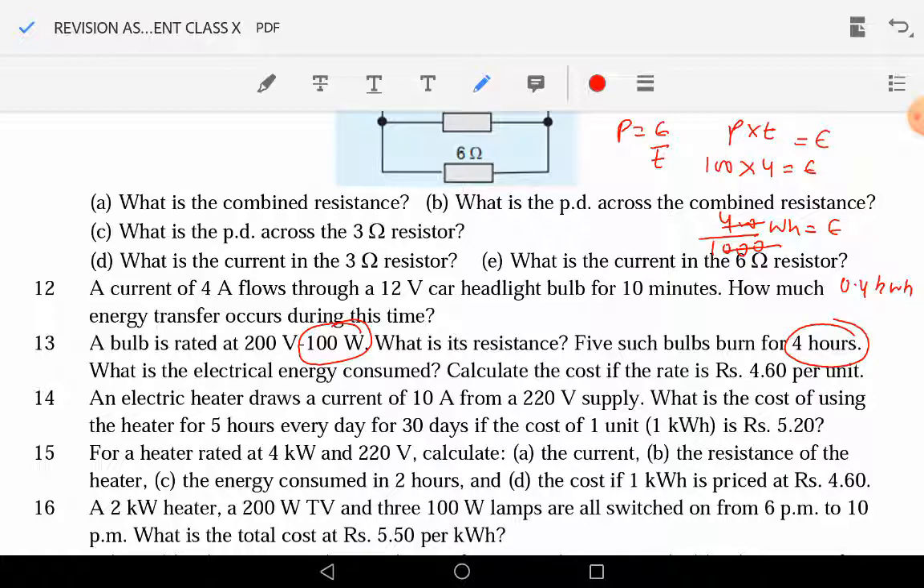But it is for one bulb, right? Total how many bulbs are given? 5. So we have to multiply it by 5, and we get the answer as 2 kilowatt hour. 0.4 into 5 is 2 kilowatt hour. So that is the energy consumed by 5 bulbs. Remember, we have to multiply that by 5. Now the cost of 1 unit, which is 1 kilowatt hour, is 4.6. So here we have 2 units.